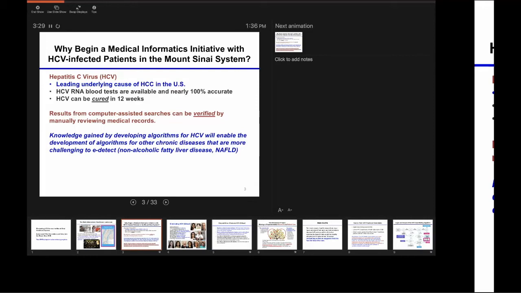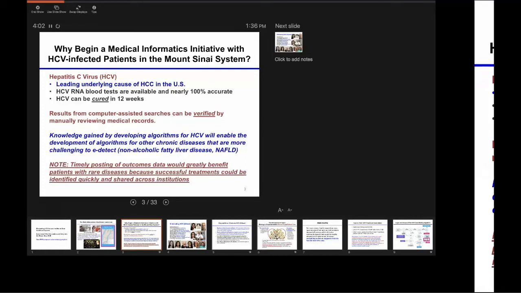And because we're working here at Mount Sinai, developing medical informatics tools, algorithms, and digital signatures, we have the opportunity to see how well the algorithms work, because there are patients and we can look in the medical record. So it's an opportunity to develop algorithms where you can actually connect back to the reality of the record. But we hopefully will move on to other diseases.